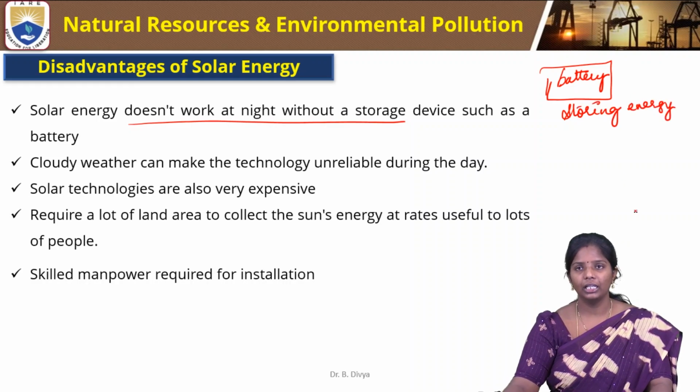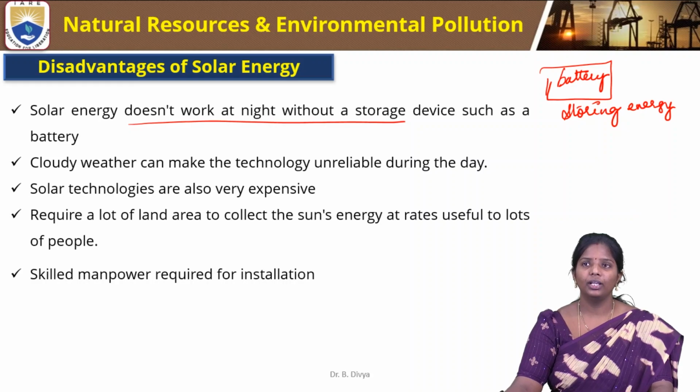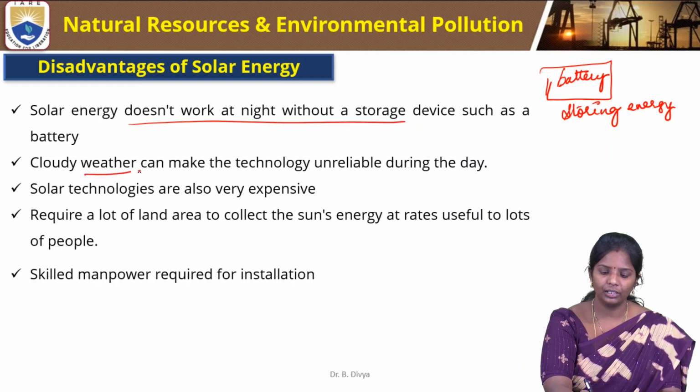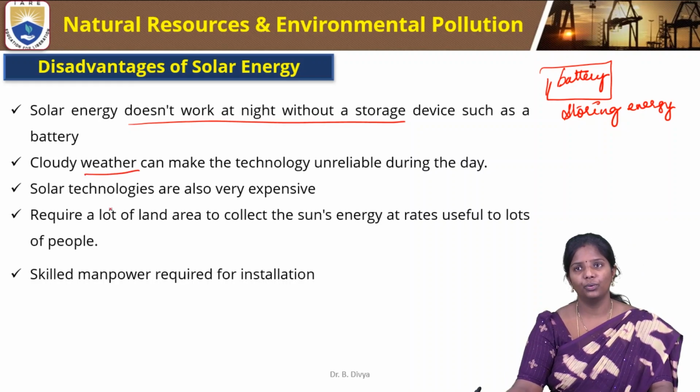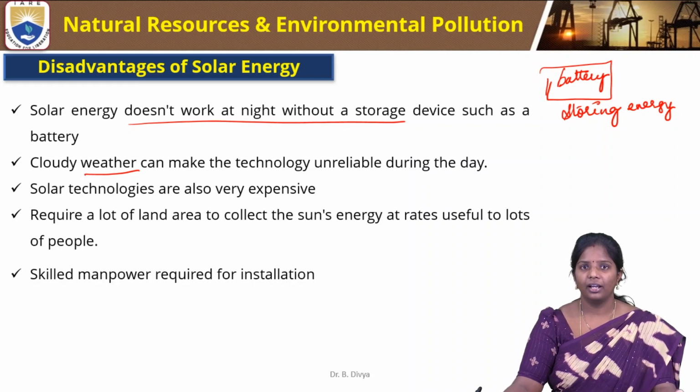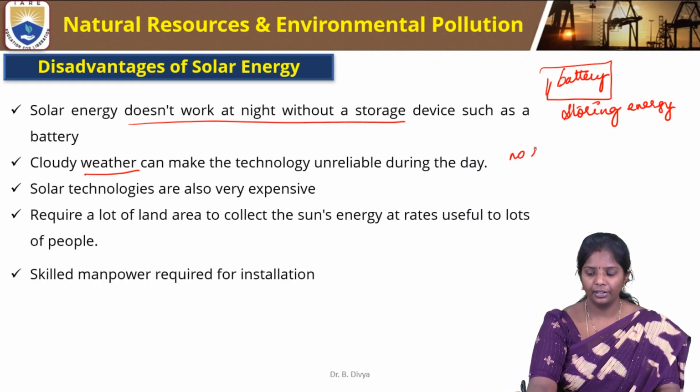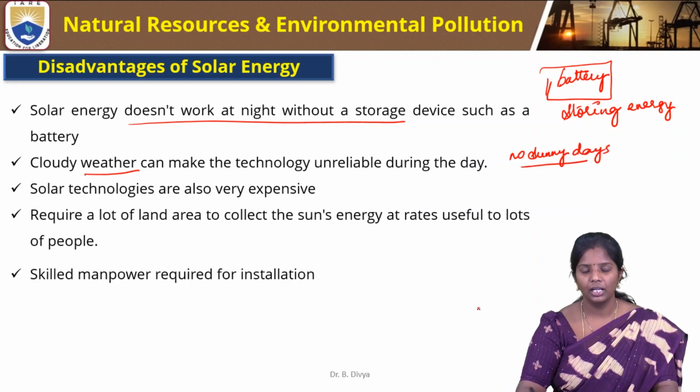It means during the day the energy will be stored in the battery, and during the night we can use that energy for our purpose. Cloudy weather can make the technology unreliable during the day. In our country we have very good temperatures during summer, and even in non-summer days we have some good daylight. But other countries, like western and eastern countries, don't have many sunny days. So in that way it will be a problem.